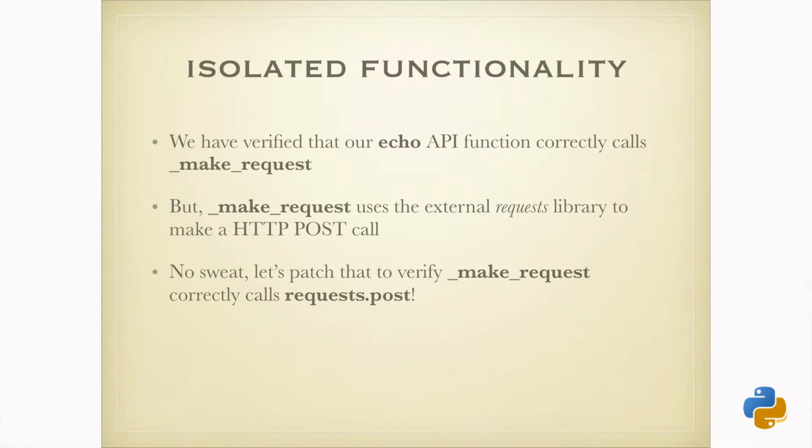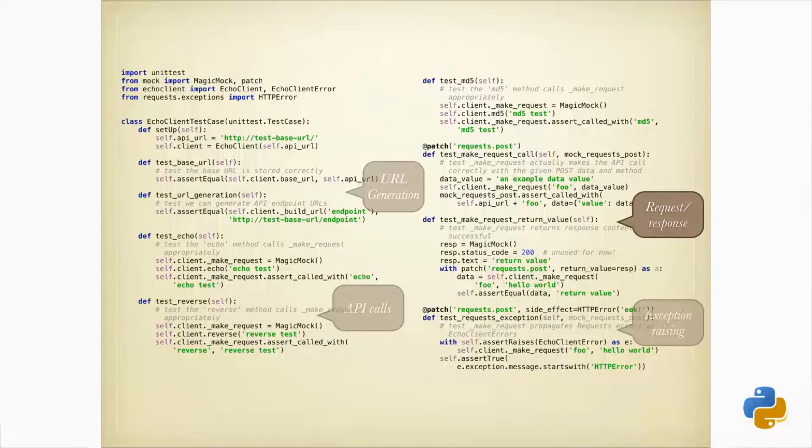So now that we've verified the echo API function correctly calls make request, we need to verify that make request functions as we intend it to. So make request uses an external library, the Python requests library, to make the actual HTTP post calls to our echo server. So that's not a problem. We can use magic mock again to verify that make request correctly calls request.post. So we have some more test cases over here to test for the request and response functions of make request.